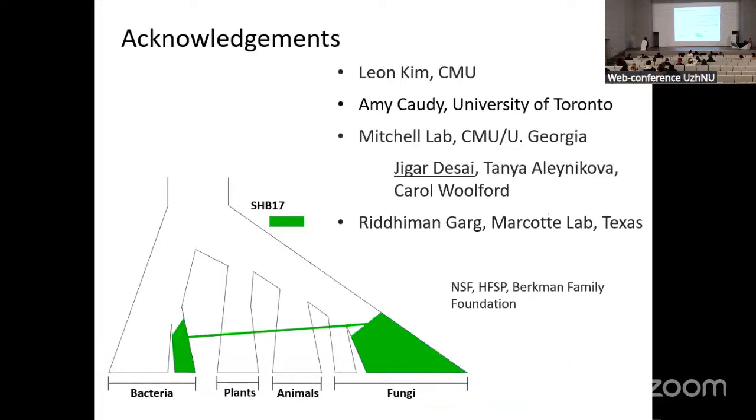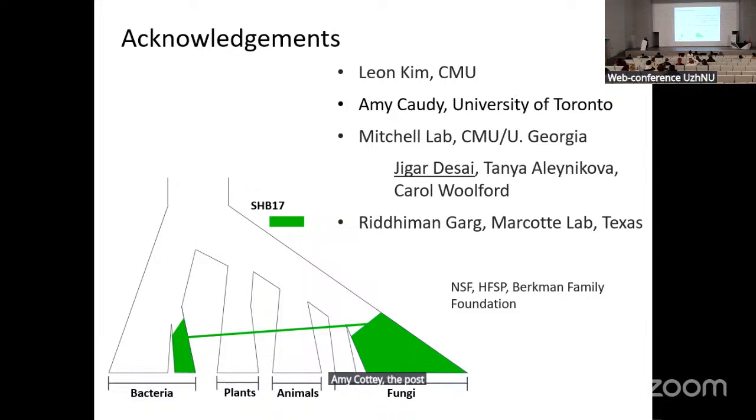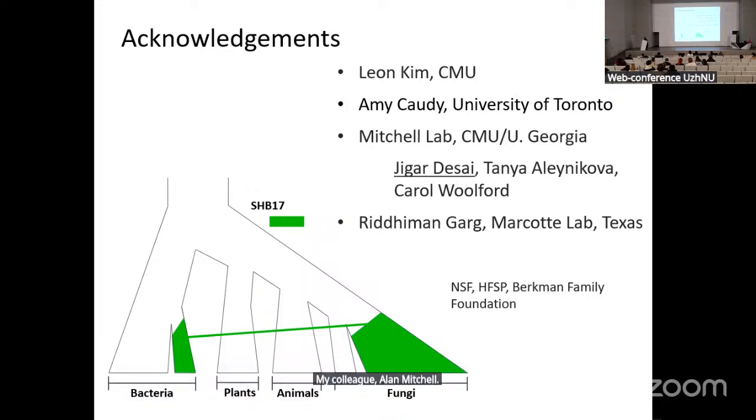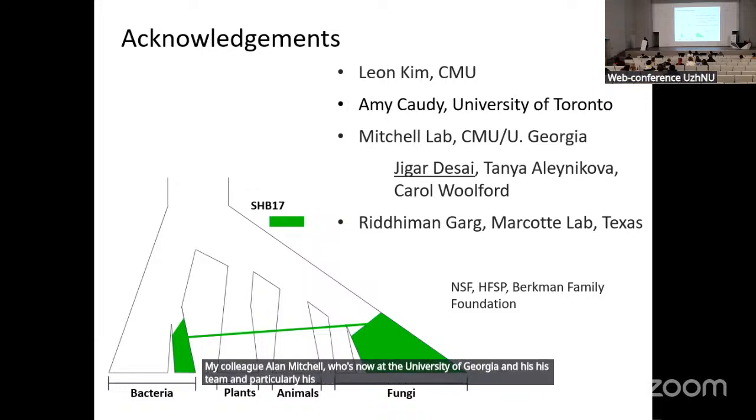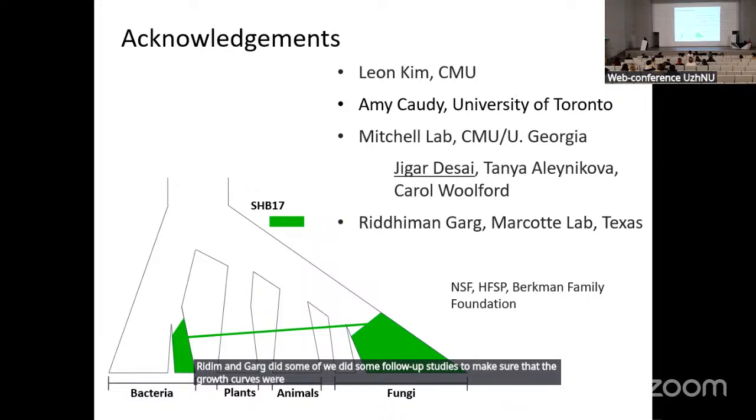So these are the people who contributed to this project. Leon Kim was an undergraduate at CMU at the time. Amy Coddy, the postdoc from Princeton, went on to get a faculty position at CMU. My colleague, Alan Mitchell, who's now at the University of Georgia, and his team, and particularly his graduate student, Jigar Desai. Ridham Garg did some follow-up studies to make sure that the growth curves were repeatable, and he was a graduate student at the University of Texas at the time.